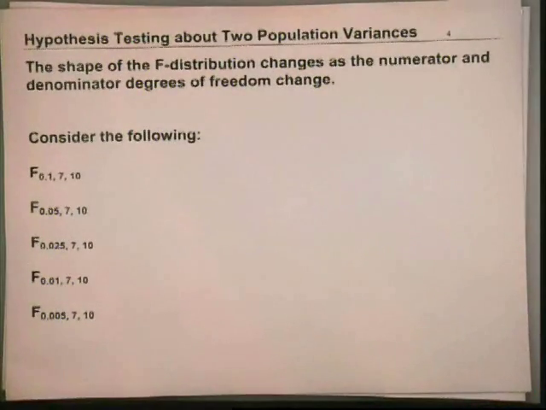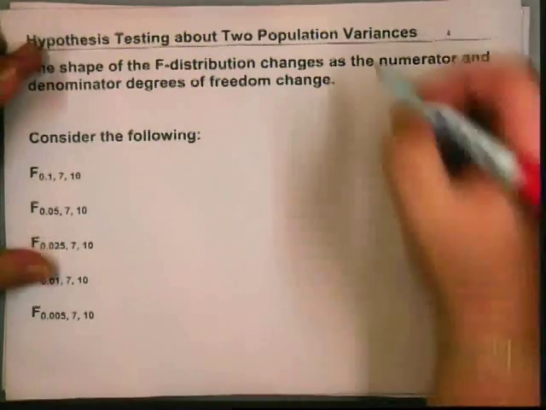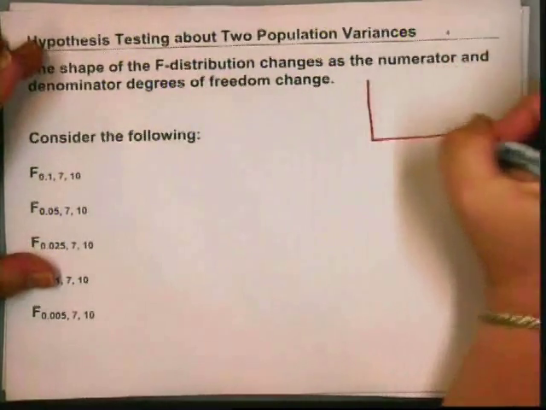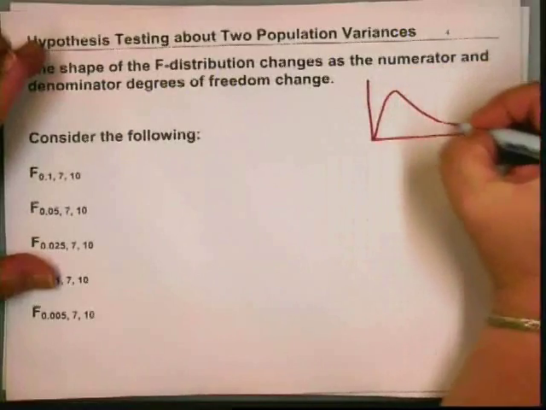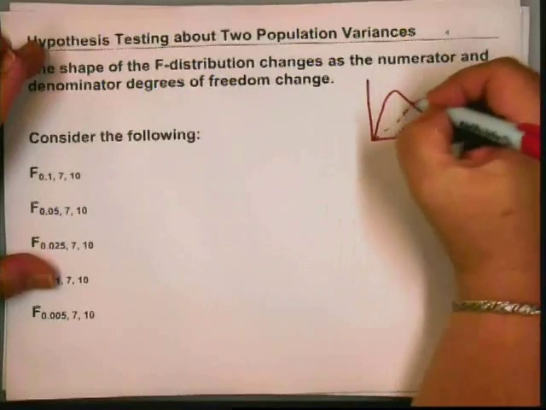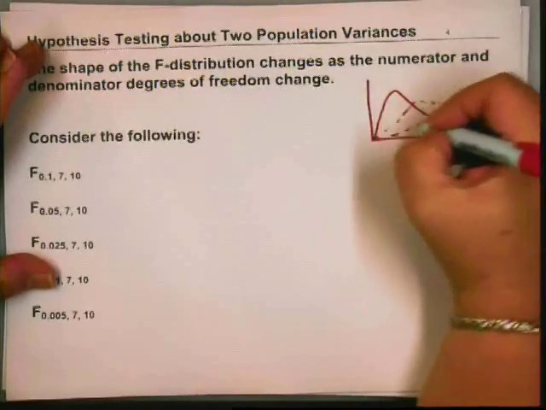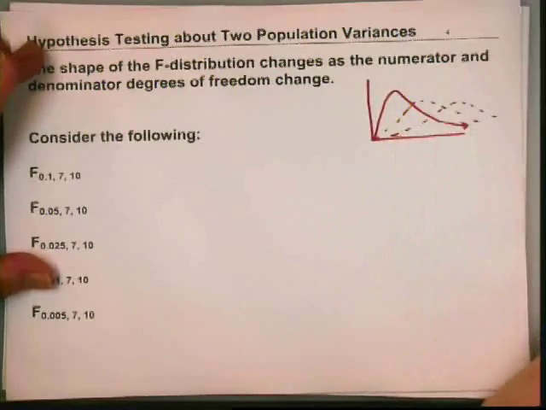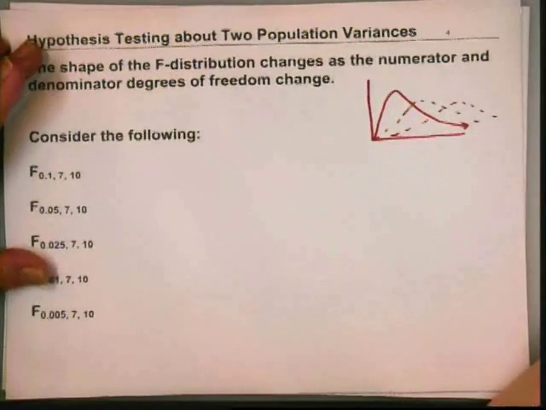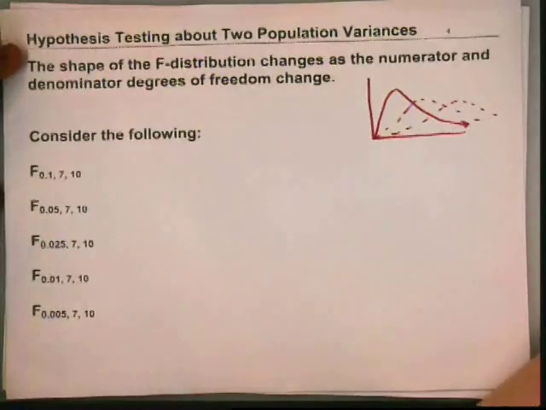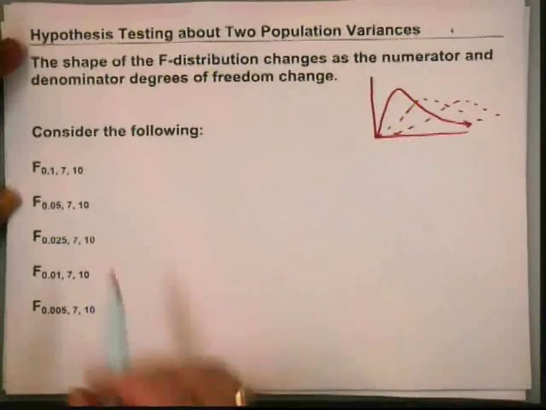Again, like the chi-square distribution and like the t distribution, the shape of the F distribution changes as our numerator degrees of freedom and denominator degrees of freedom change. So we're still looking at, in all those cases, that we may have an F distribution here, and then it could get a little flatter. Some of them really flatten out as those degrees of freedom become larger. All right, so just an exercise in looking at the table.